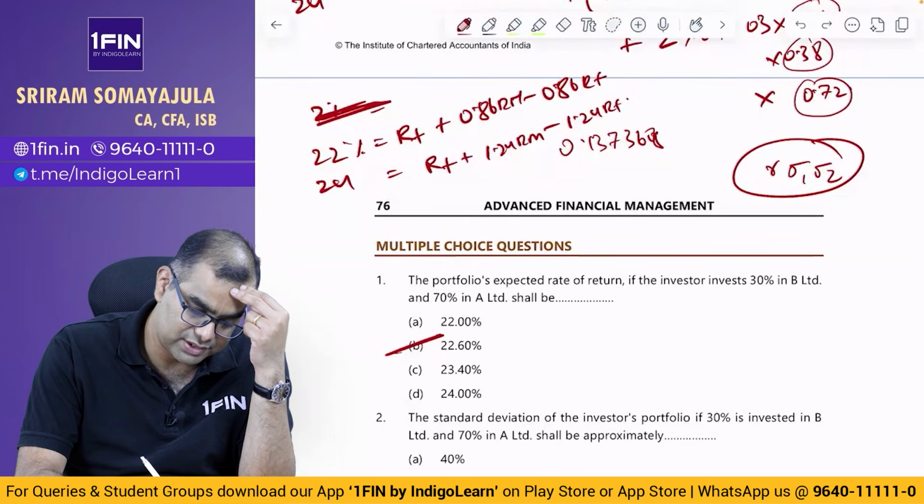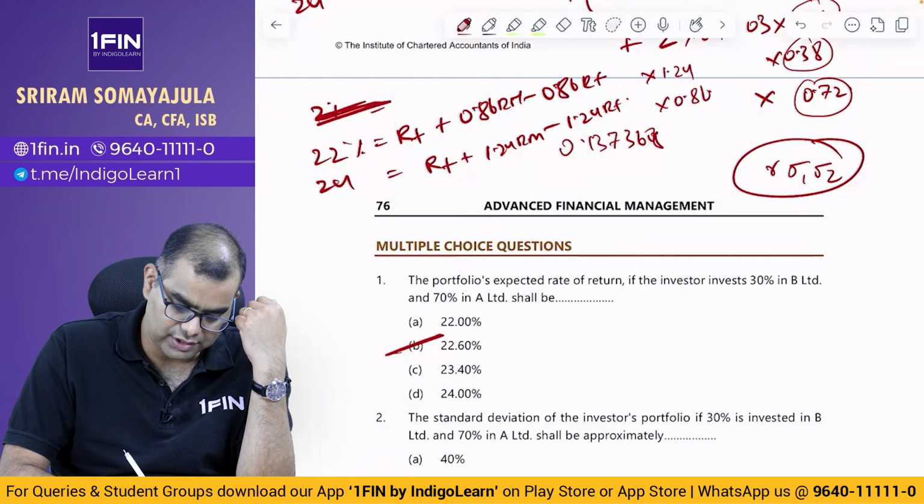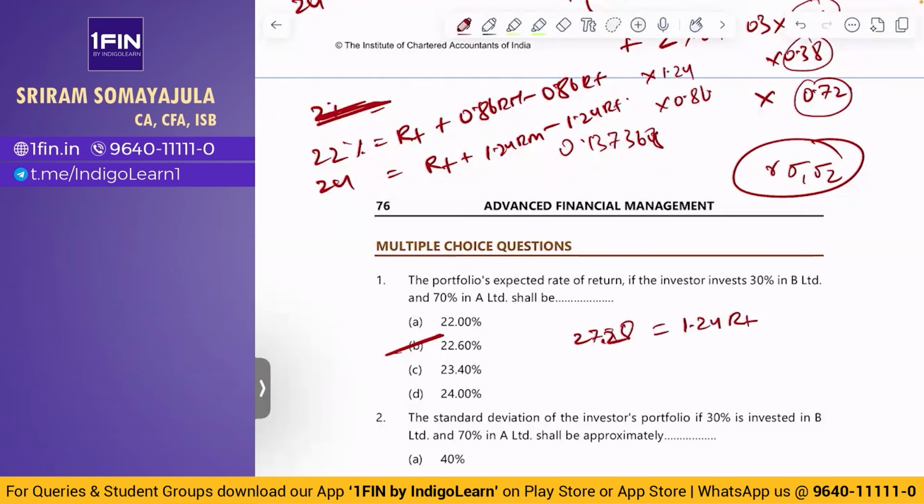So I'll multiply this with 1.24. I'll multiply this with 0.86. So 22 into 1.24 is equal to 27.28 is equal to 1.24 RF plus 0.992 RM minus 0.992 RF. This is the first equation.